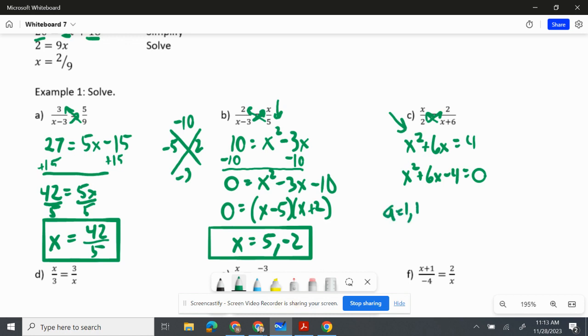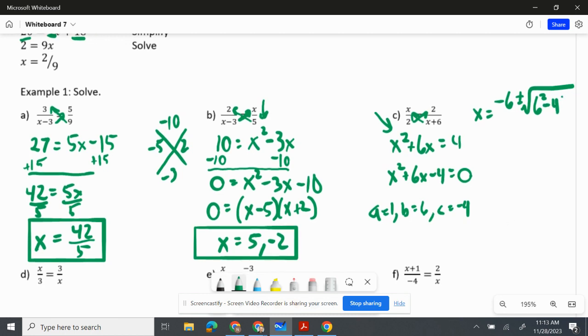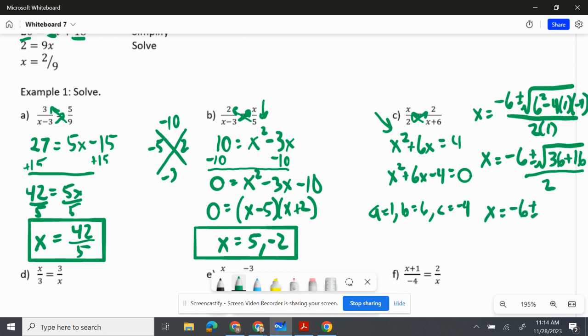My a value is 1, b value is 6, and my c value is negative 4. So x equals negative 6 plus or minus the square root of 6 squared minus 4 times 1 times negative 4, all over 2 times 1. So x equals negative 6 plus or minus the square root of 36 plus 16. X equals negative 6 plus or minus the square root of 52, all over 2.